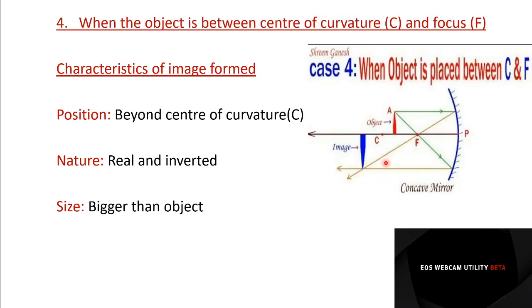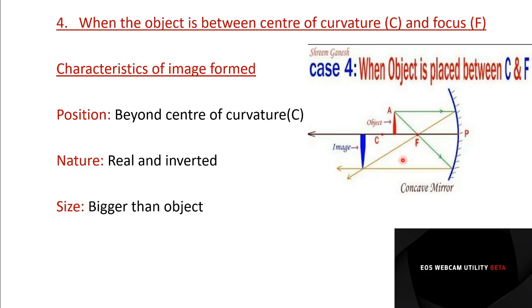Then four: when the object is between center of curvature C and focus F. Remember, here we are talking about the object. It's the object here that comes between C and F, not the image. So here is C, here is F. So we take the object here, between C and F.